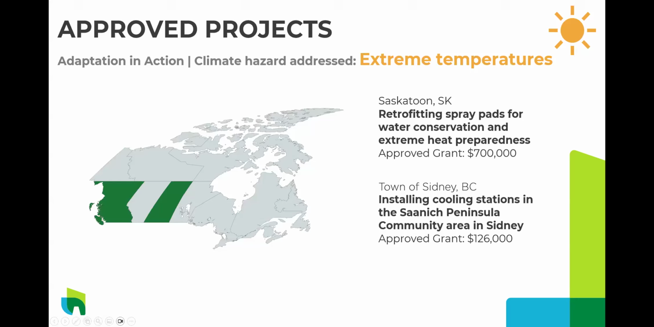And just to give you another example here that illustrates the flexibility of the offer, is two different projects that address the climate hazard of extreme temperatures. So as you can see with these examples, one comes from Saskatoon, looking at retrofitting spray pads for water conservation and heat preparedness. And another project comes to us from the West Coast, installing cooling stations in the Saanich Peninsula.